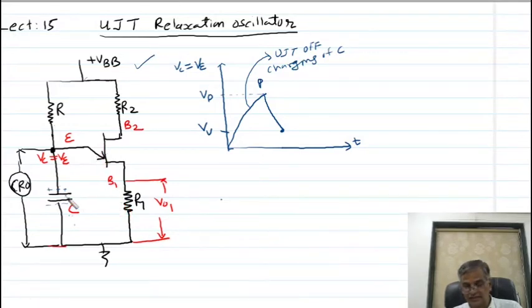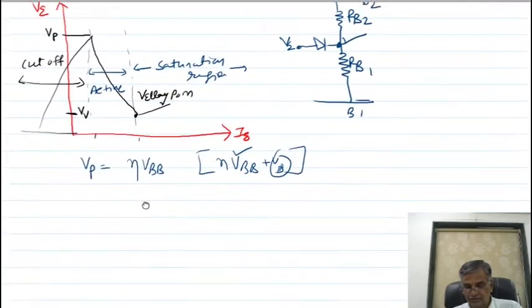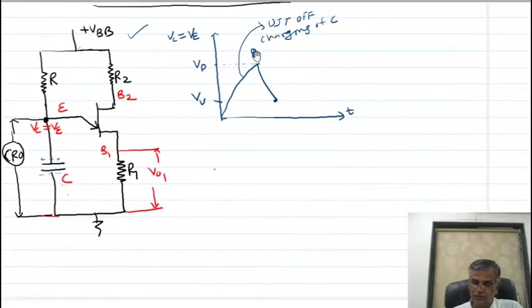When this voltage is more than the peak voltage, the diode we have shown is in forward bias and injects holes into RB1. As it injects holes into RB1, I have to show this discharging path. This is a discharging path I am showing you.